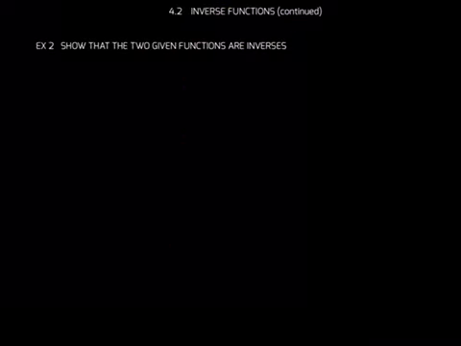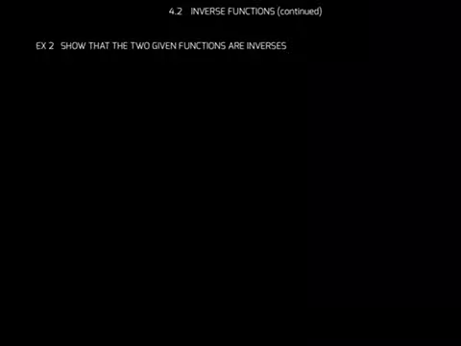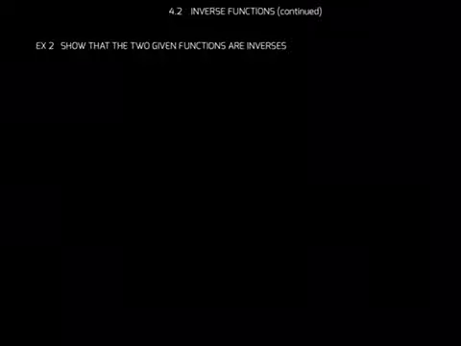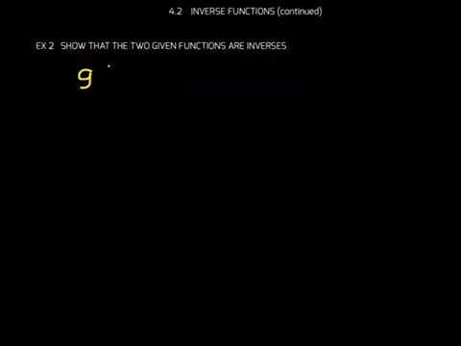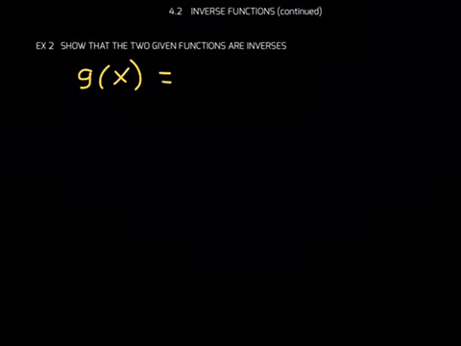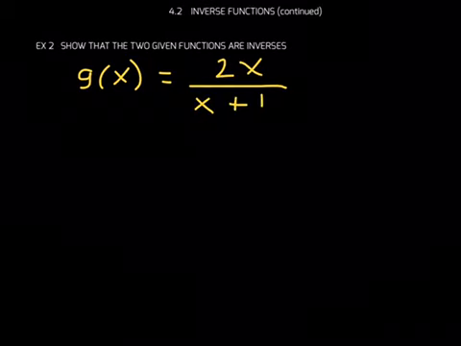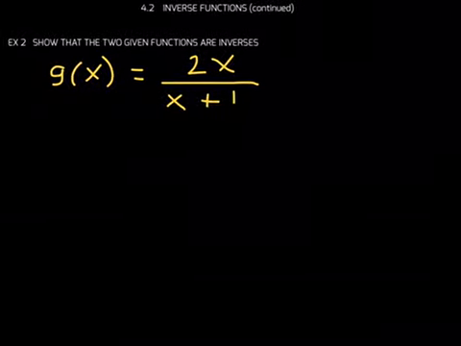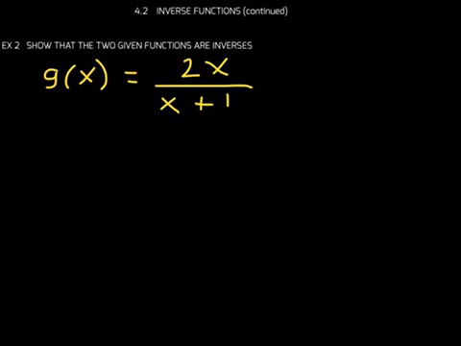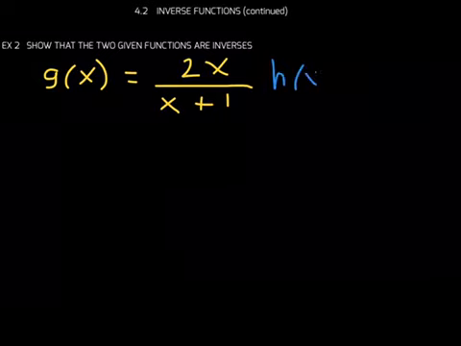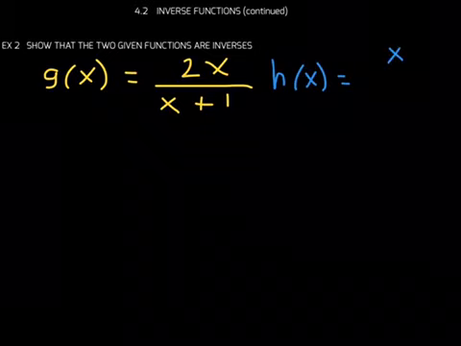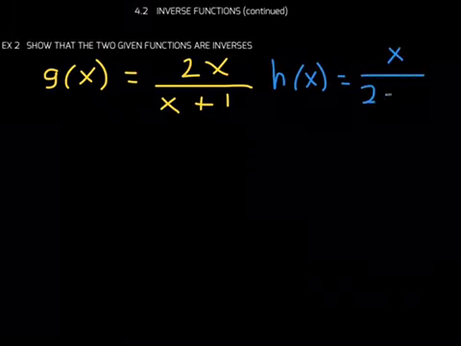All right, guys, we have a brand new example here, and we want to show that the two given functions are inverses. This time around, you have function g, which is defined to be 2x over x plus 1. This is a rational function. The other function I have for us to consider is h of x, which is defined to be x over 2 minus x. The question before us is, are these two functions inverses of each other?